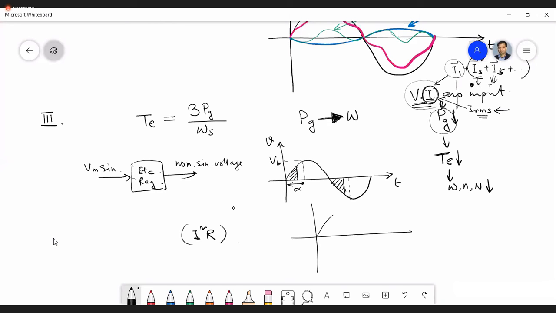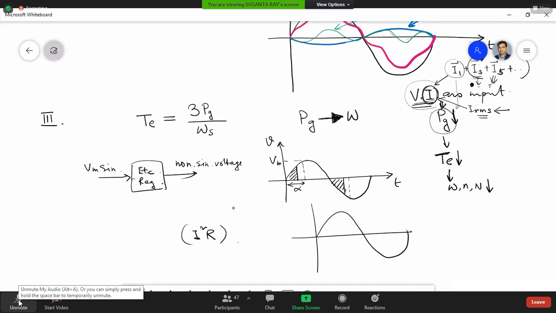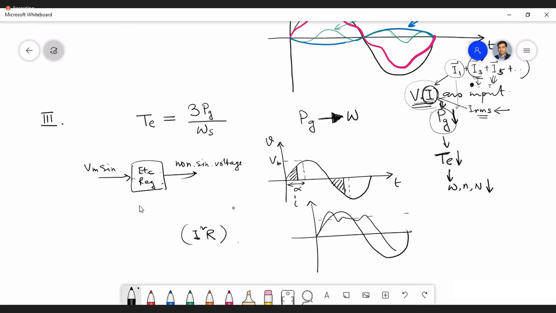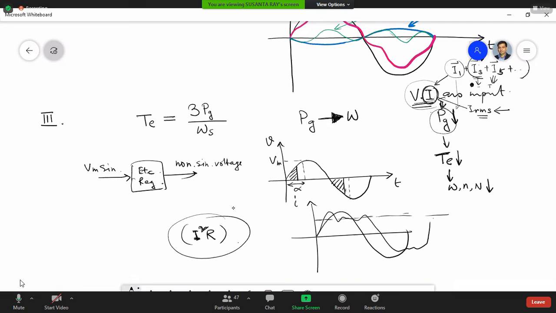বুঝতে পারছো কি বলছি? তাহলে আগে যখন আমার সাইনুসয়েডাল ছিল কারেন্টটা, so then whatever the RMS value we get, now if the thing is not sinusoidal like this, then the RMS value will remain same. And if the RMS value remains same, then this I square is basically the RMS value square. Why it will change? Isn't it? Are you getting my point?